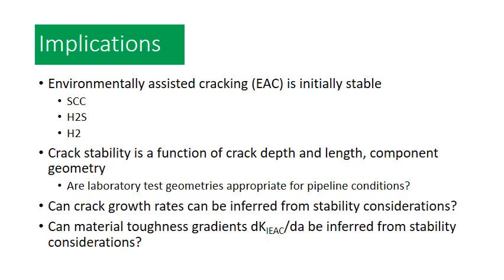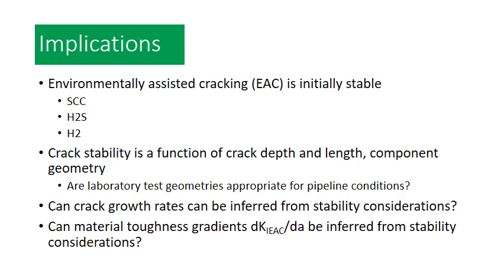So what are the implications of that? We mentioned before that when we've got environmentally assisted cracking, we initially have some stable crack growth, and that could be stress corrosion cracking, whether near neutral pH or high pH in the oil and gas industry. We could have hydrogen sulfide cracking involving some stable crack growth. We could have some hydrogen cracking involving stable crack growth. So the various comments that I've put forward, and the mathematics put forward by the literature, are quite relevant to the situation. What we learn is that the crack stability is a function of the crack depth and length and the component geometry.